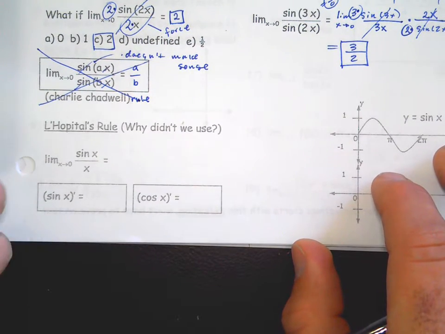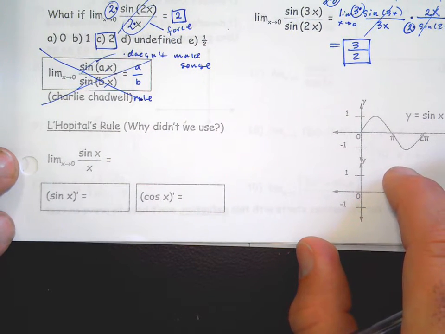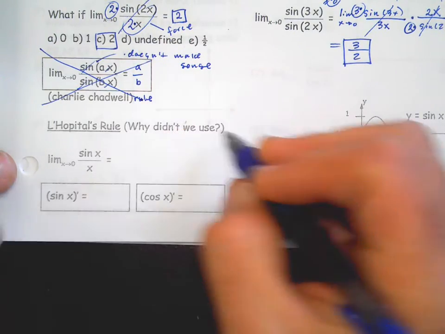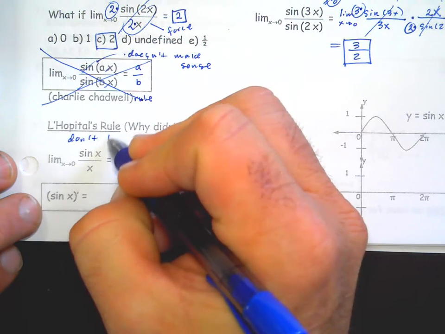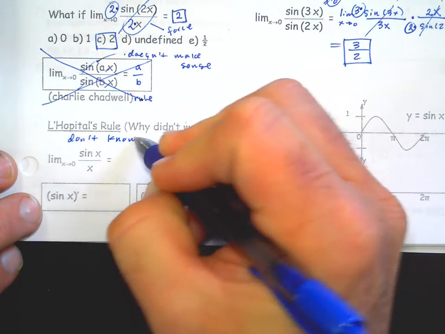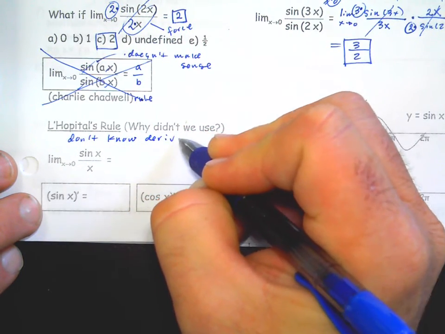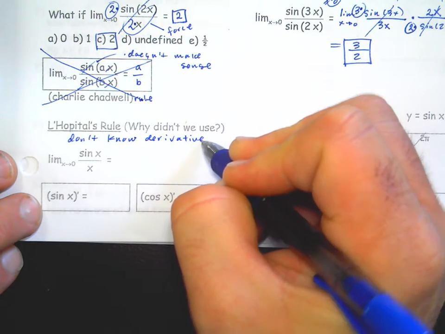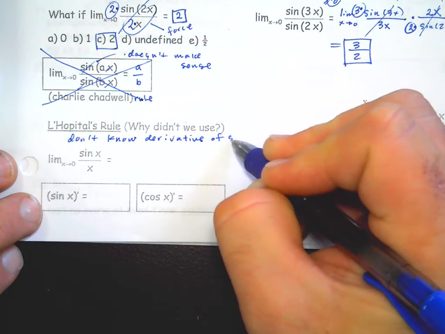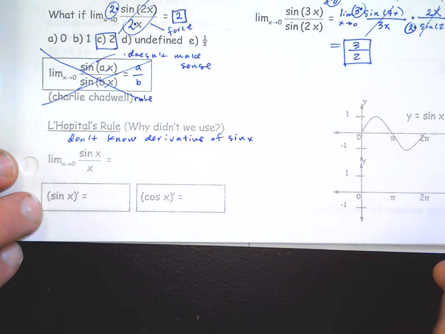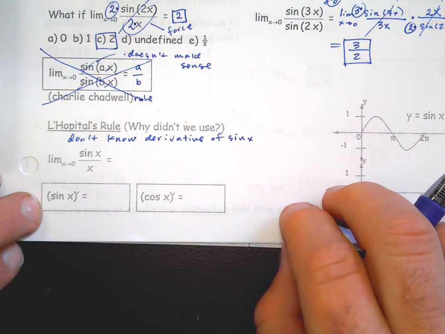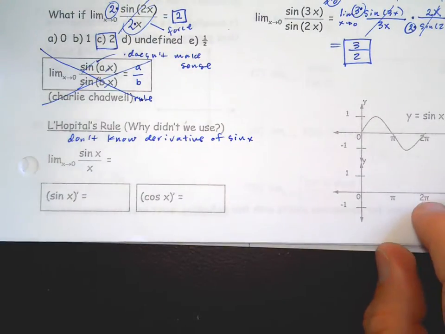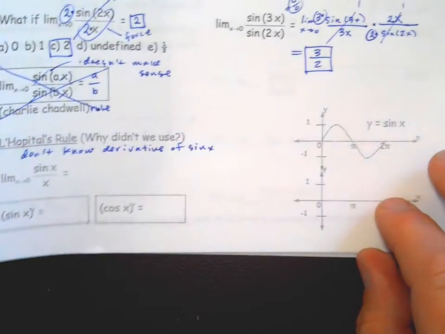Okay, now L'Hopital's rule, which, why didn't we use L'Hopital's rule? Well, I think I've shown you this. We technically don't know the derivative of sine yet. I haven't technically shown it to you in a lesson. Now I think I used it on a couple of problems in the homework last night. So before we do that, let's talk about what the derivative of sine would be and cosine at the same time.